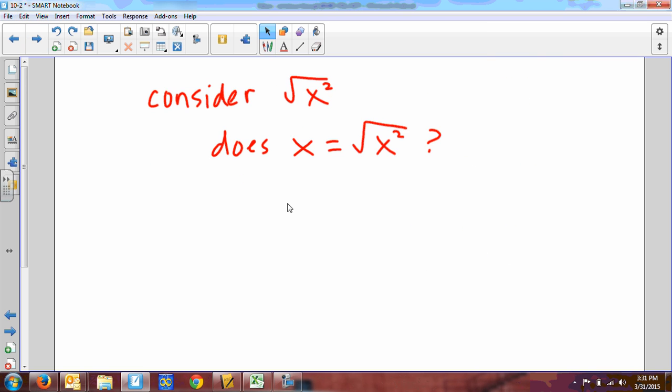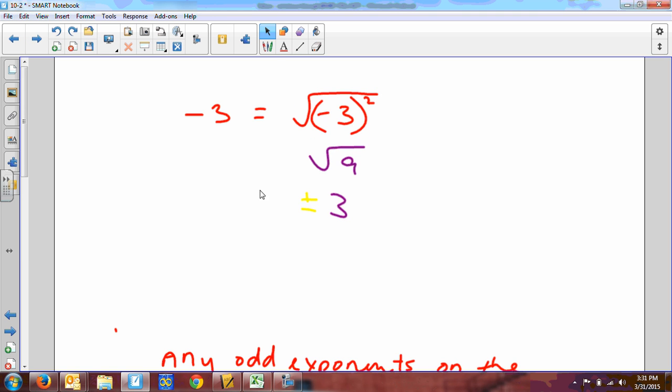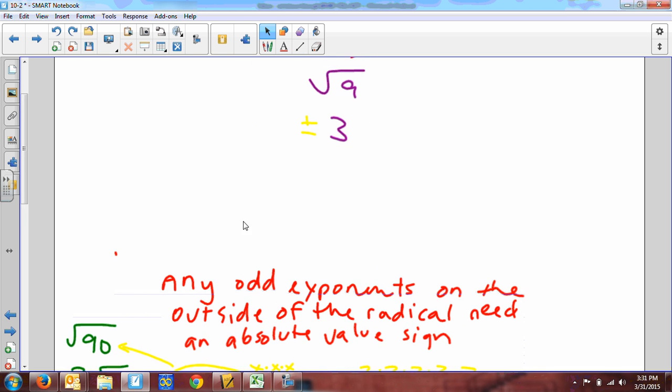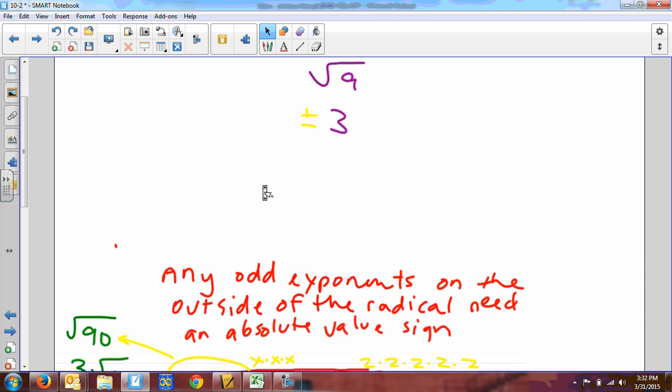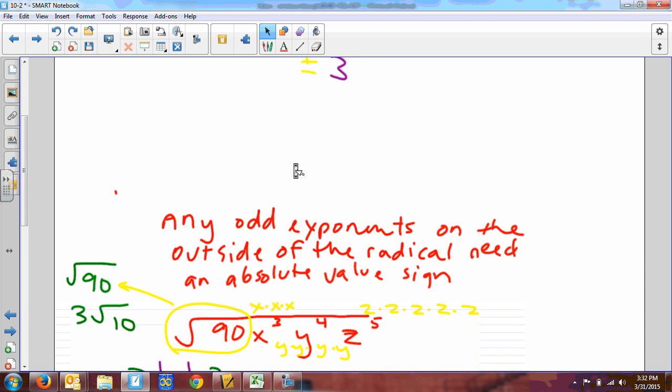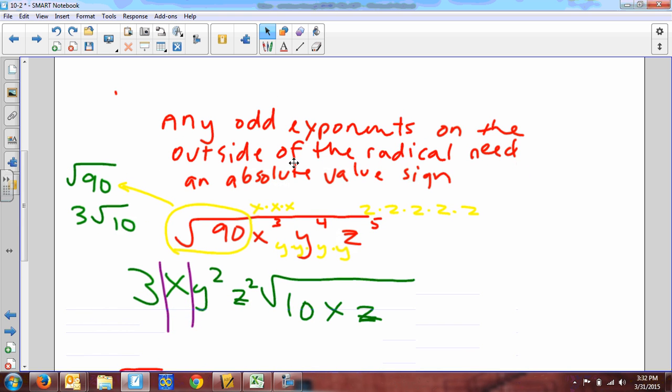Which brings me to this. What if x was supposed to be a negative number? Negative 3 squared gets you positive 9, and this gets us to our plus or minus 3. Well, the positive 3 doesn't match negative 3, but the negative 3 does. But assuming that it's like that, we have to work with our variables a little bit different. Any odd exponents on the outside of the radicals need an absolute value sign. With the numbers having an exponent of 1, they technically don't. They want you to assume that they're always going to be positive. Variables, on the other hand, different story.